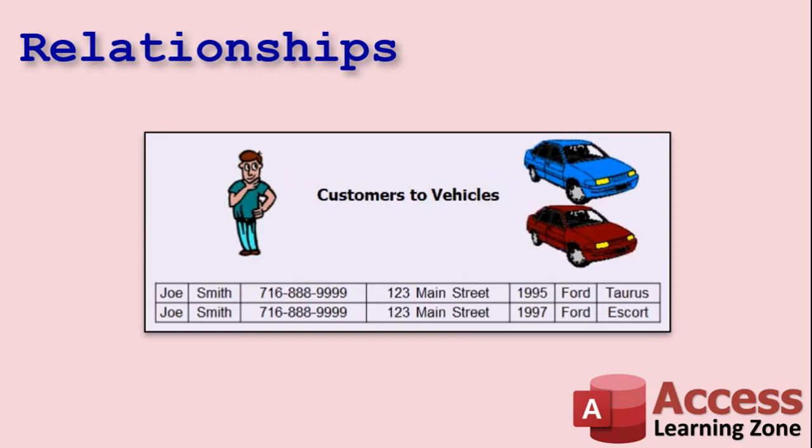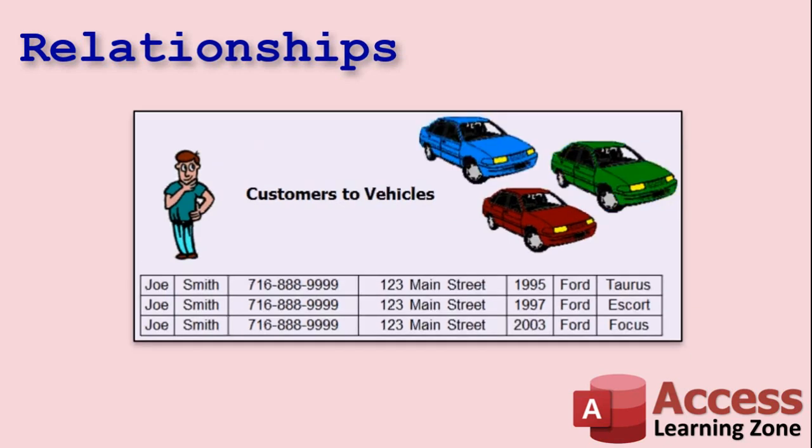Okay, so Joe Smith now comes back a couple years later and buys a second car. So now as you can see, you've got Joe Smith, his phone number again, his address again, and his car information for the new car. Well, then he buys another one a few years later. And you can see how now we have duplicate information. We got Joe Smith in there 3 times, and it's just not a very efficient system.